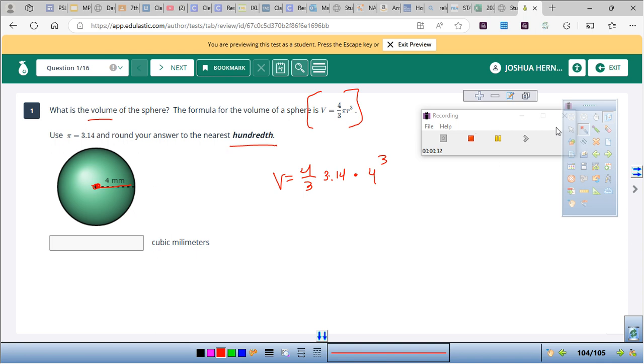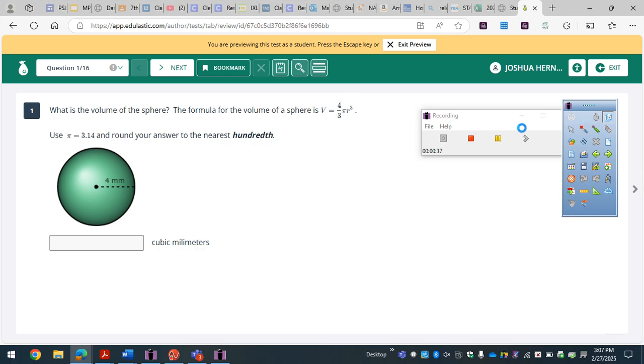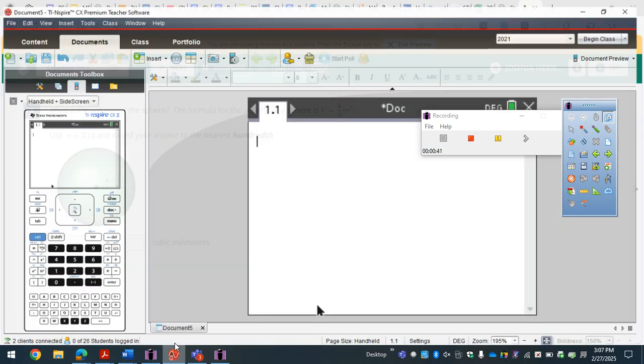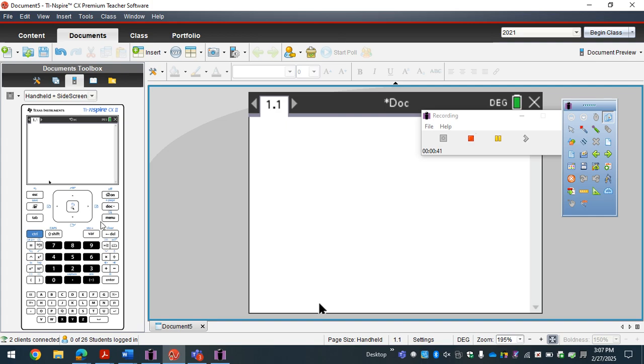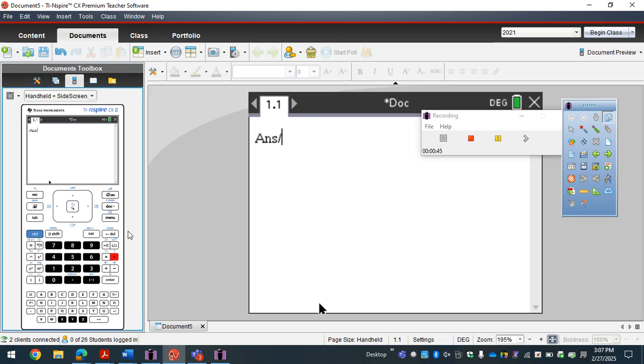So we're going to do that. 4 thirds, 4 cubed. So we're going to get a calculator. You can go ahead and type in NSOL. I'm just going to go with control division. Oops. Somehow I did it. Control division, 4 over 3 times 3.14 times 4 raised to the third. Enter.